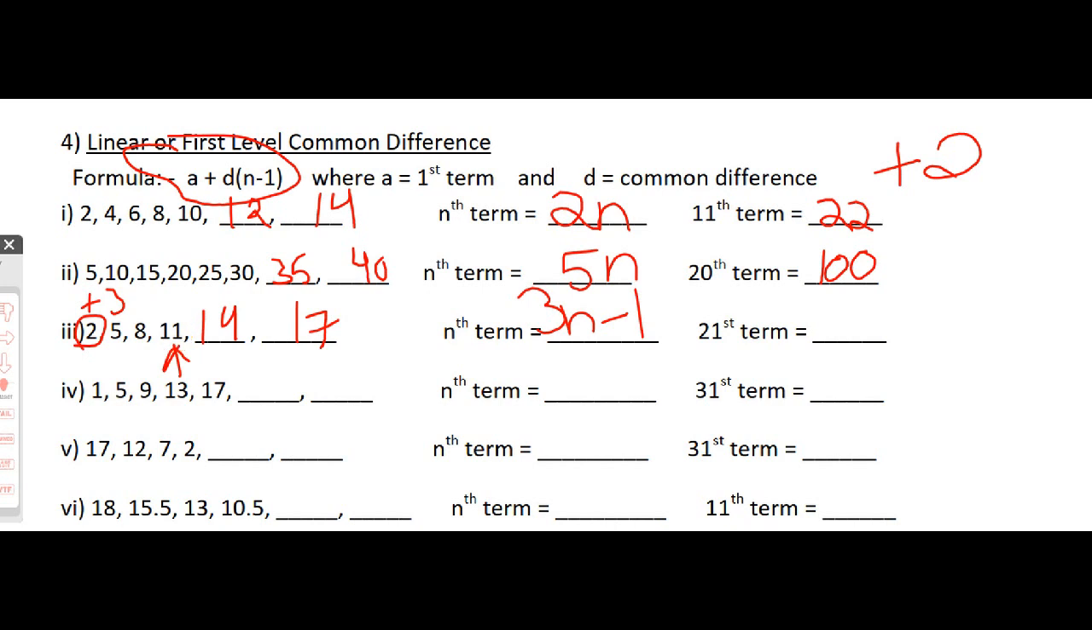Okay. Next we have to find the 21st term. So 3 times 21 minus 1 gives us 62. Alright, this is an easy way to make the formula as well if you don't want to use the formula, and it's actually a very handy method, and we'll be using that method often in the next sequence. So learn this method as well.